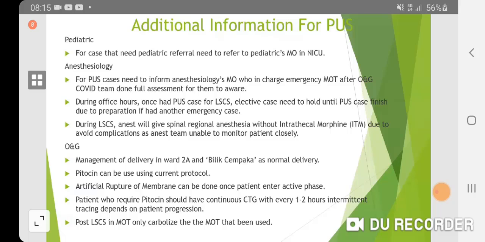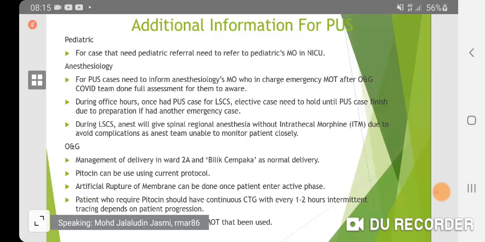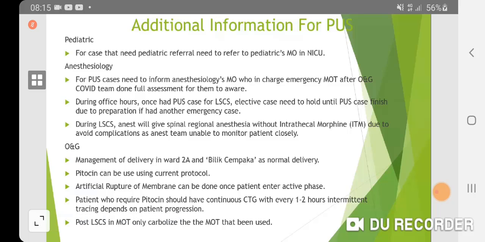During office hours, once there is a PUS case for cesarean section, the active case needs to be held until the PUS case finishes, due to preparation in case there is another emergency case that can come from the wards, the PHC or the labor room itself. During the cesarean section, NS will give only spinal regional anesthesia without intrathecal morphine to avoid complications, as the NS team is unable to monitor the patient closely.